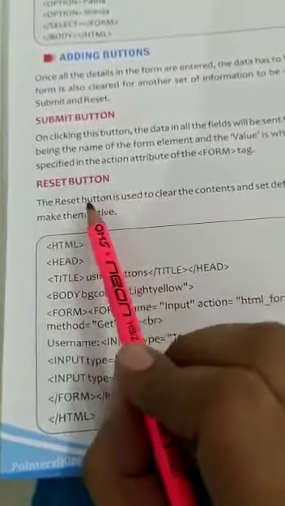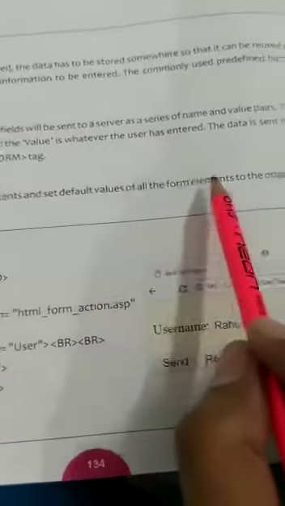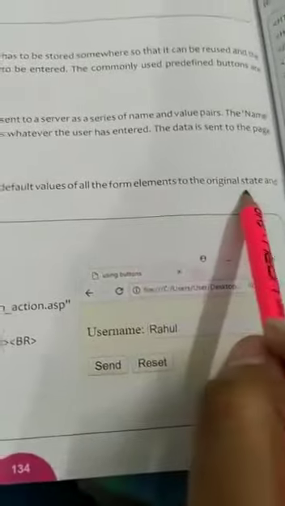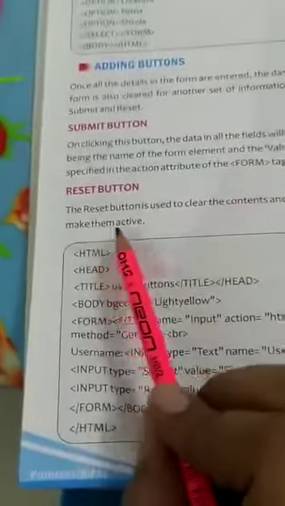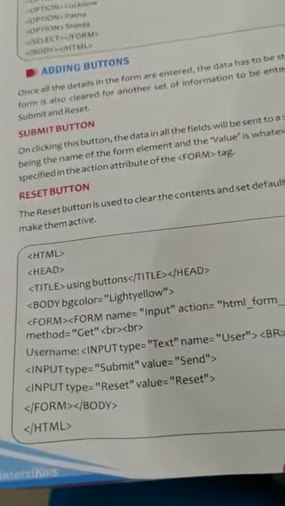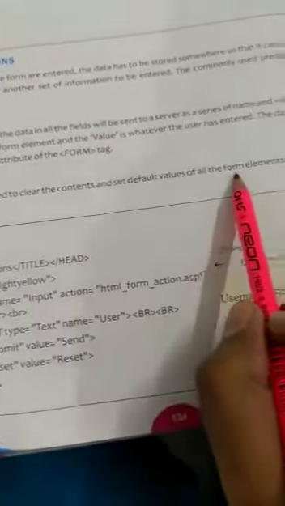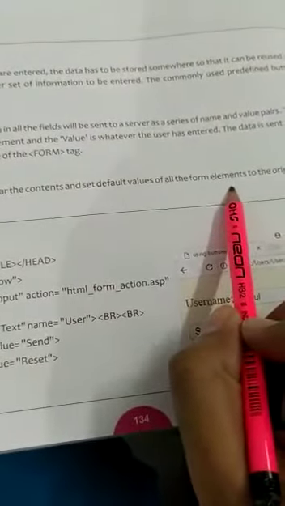Next is reset button. The reset button is used to clear the contents and set default values of all the form elements to the original state and make them active. So when you click on the reset button, then all the information that is collected from the user is cleared and then the default values of all the form elements are set to the original.